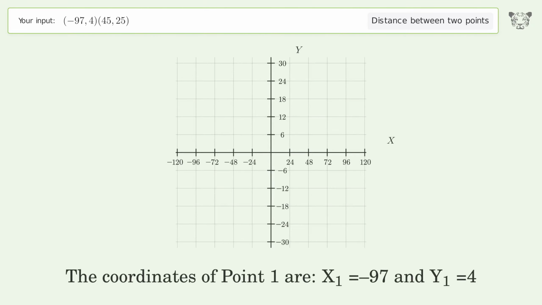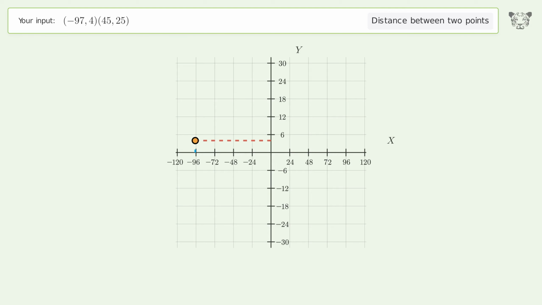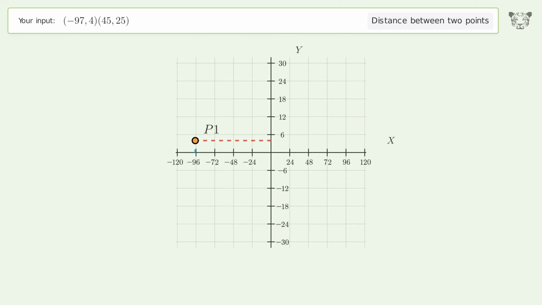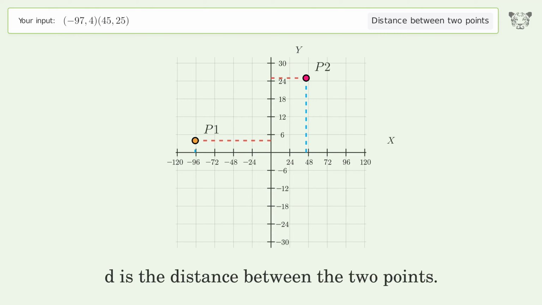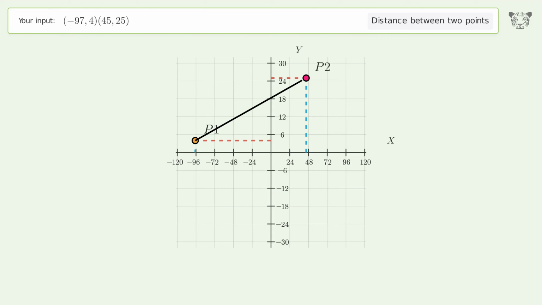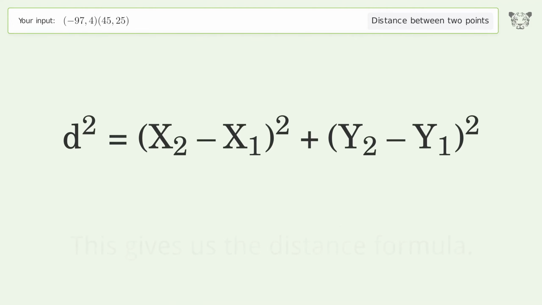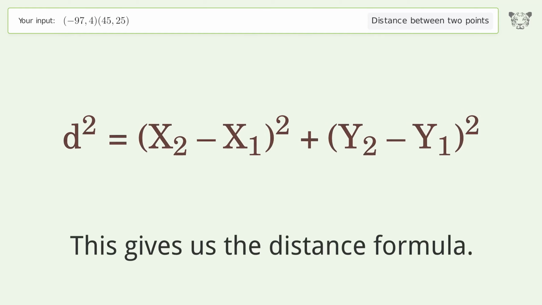The coordinates of point 1 are, x1 equals -97 and y1 equals 4. The coordinates of point 2 are, x2 equals 45 and y2 equals 25. D is the distance between the 2 points. First, take the square root of both sides of the Pythagorean theorem. This gives us the distance formula.